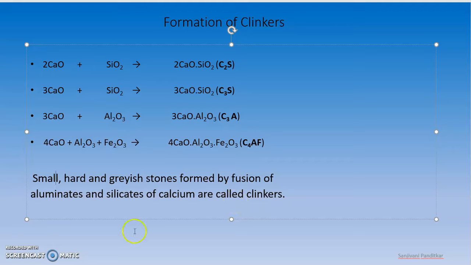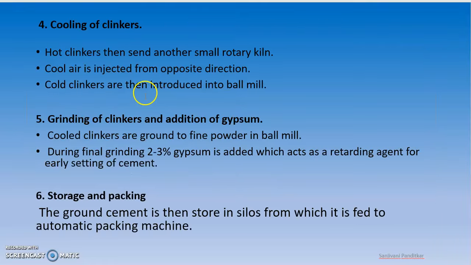Those are called clinkers. The clinkers formed in the clinkering zone will be very hot because of the high temperature, 1500 to 1700 degrees Celsius. Therefore, clinkers have to be cooled. So the next step is the cooling of clinkers.